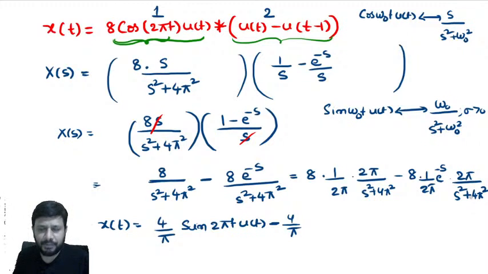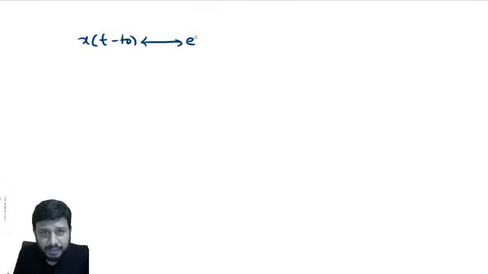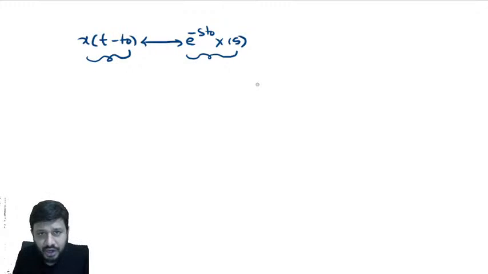You have to use the shifting property. Observe here, my dear student, this is very important. What is the shifting property saying? Last class we have solved this kind of problems also. x of t minus t naught forms a Laplace transform pair with e power minus s t naught into x of s. Our inverse of e power minus s t naught into x of s is x of t minus t naught.